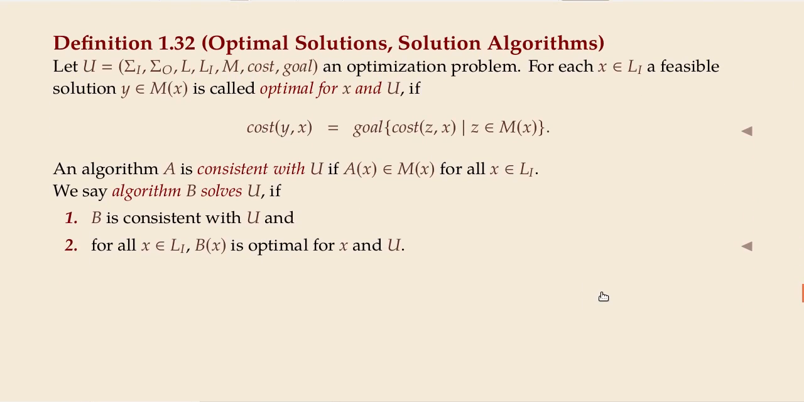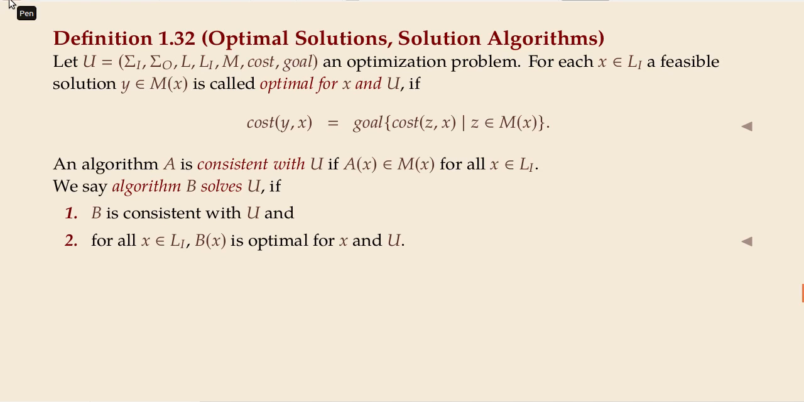If we have problems, we should also have algorithms. So if this is one such optimization problem, then we say a solution that's feasible for an instance is optimal for this instance if its cost is just the best that you can get in that setting, which means inserting min or max, whatever it is. And then here you have all feasible solutions for that instance.